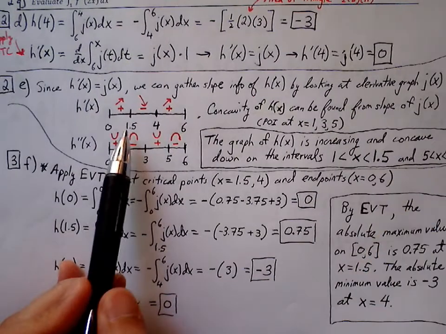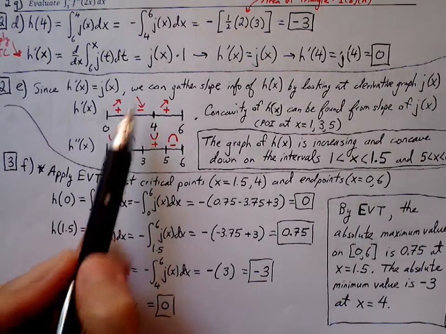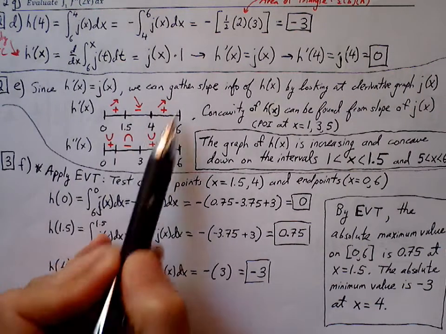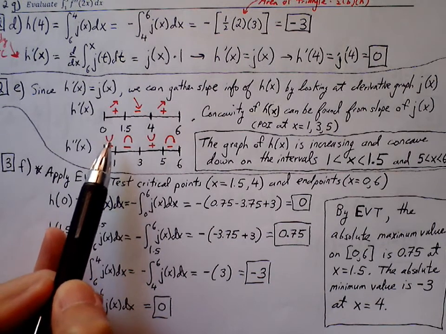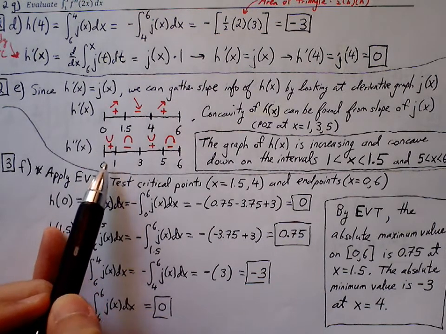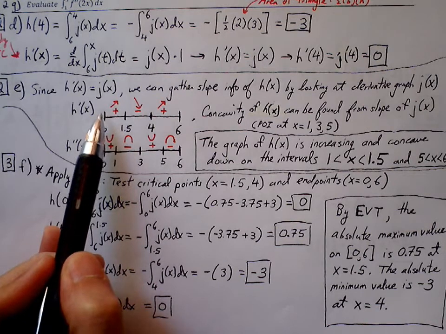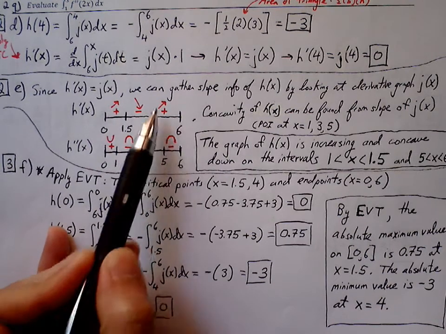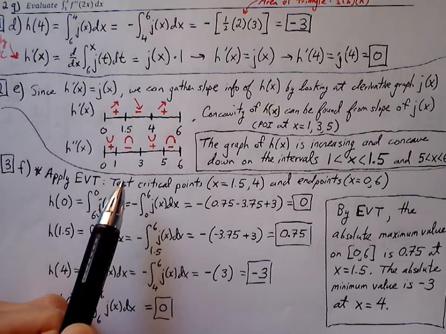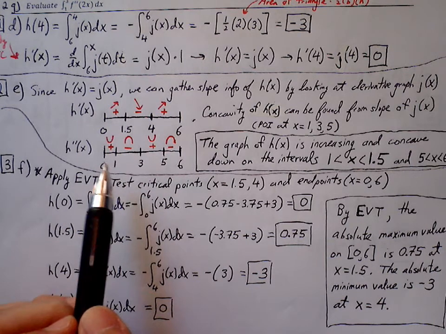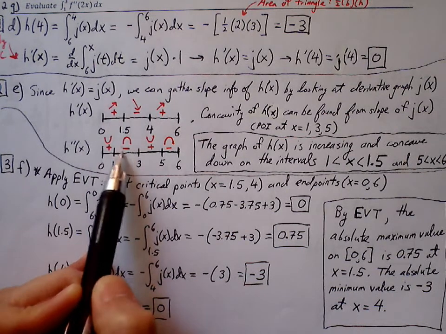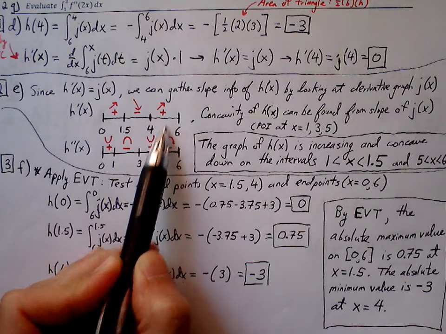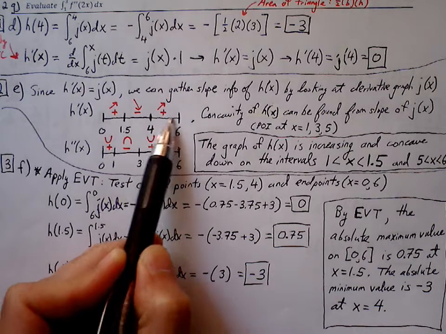So I have my sign lines for h prime and h double prime, and I'm trying to stack them up and see where I'm going to get both those properties to show up. I want increasing and concave down, and that's going to be in this interval here from 1 to 1.5. And then increasing and concave down again on this interval from 5 to 6.